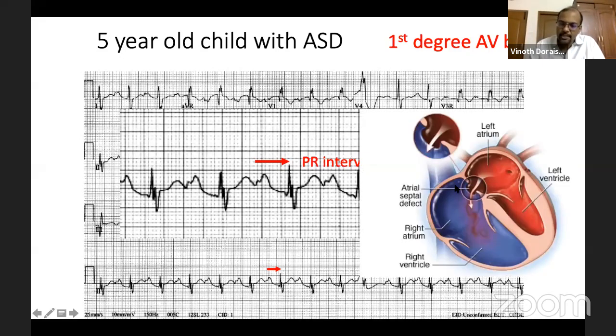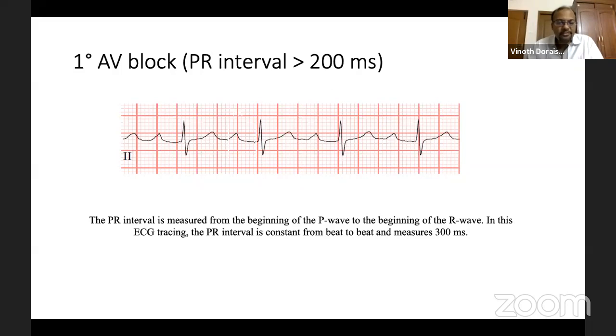So we know that in an ASD, this is the right atrium, right ventricle, left atrium, left ventricle. You have a septal defect over here. So there's a shunting of blood from the left atrium to the right atrium. Now, because the right atrium and right ventricle receive more blood, they get dilated. So this dilatation of the right atrium causes the impulse from the SA node to take a longer time to reach the AV node. So it's like a physiological PR interval. So many times this prolonged PR interval is actually physiological and does not need any treatment. Just observation.